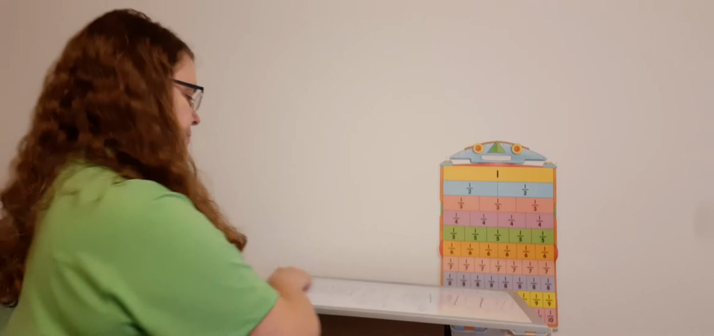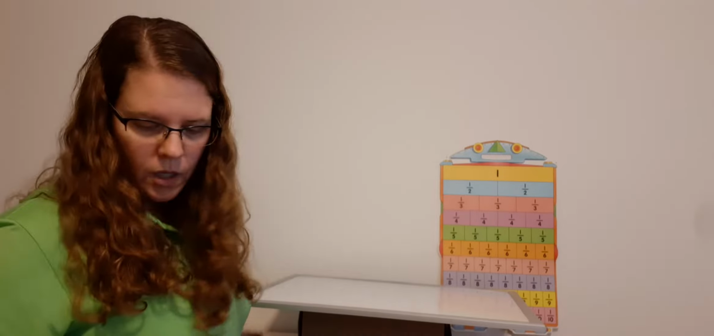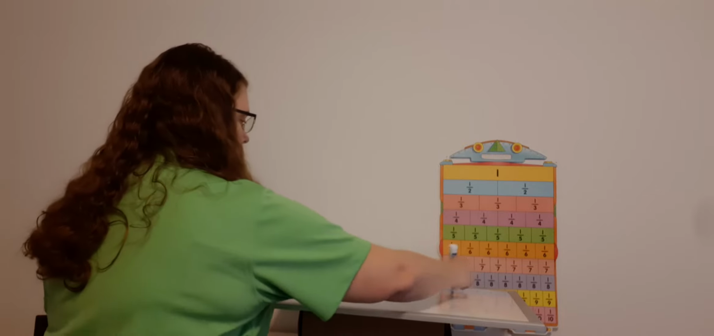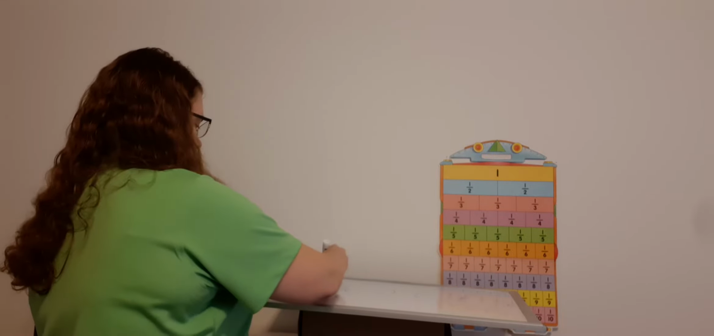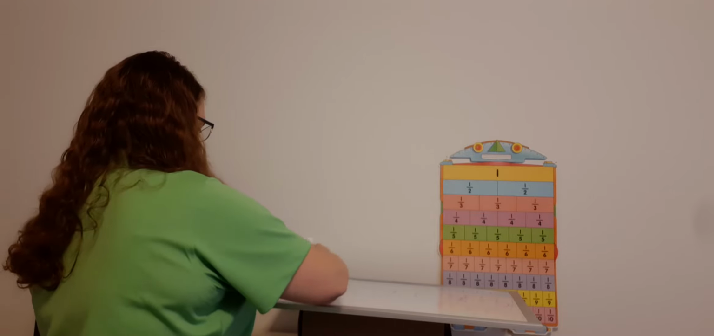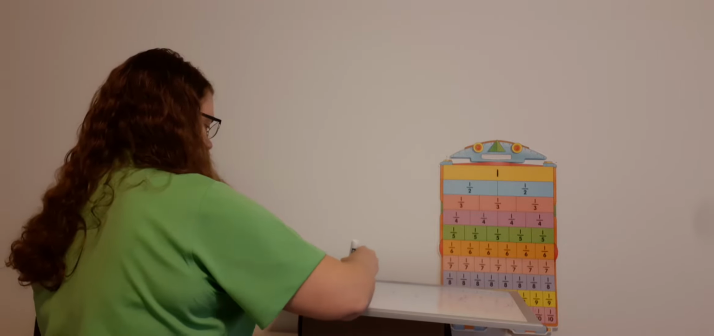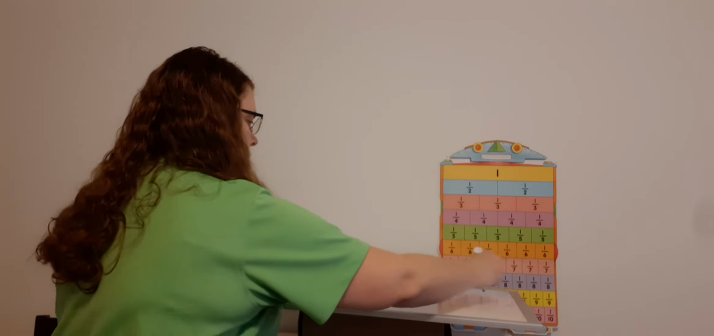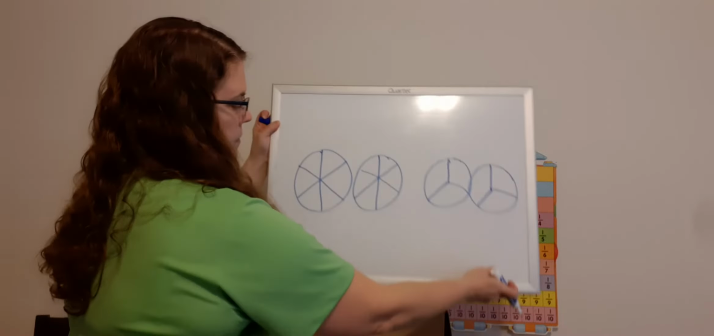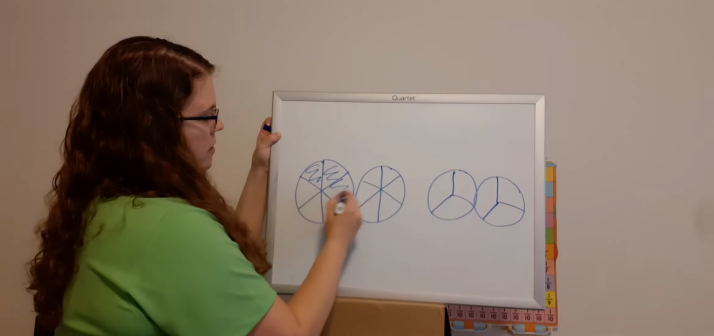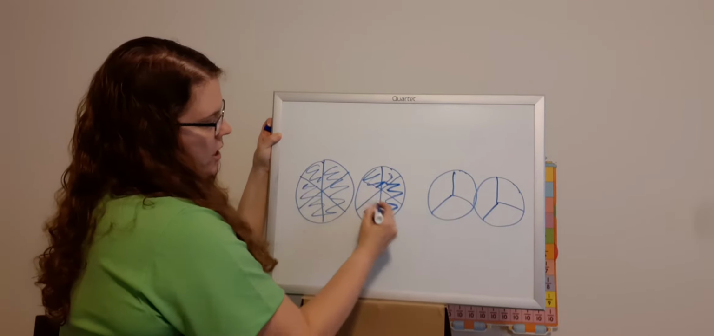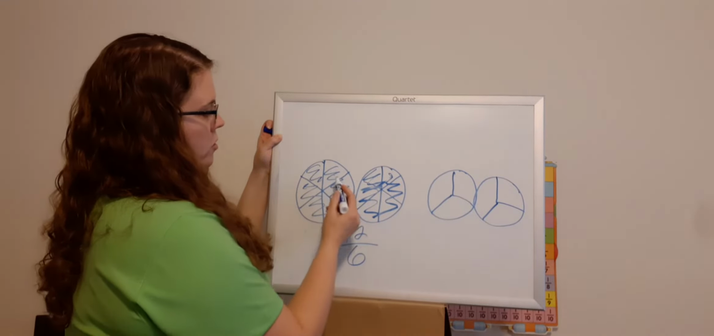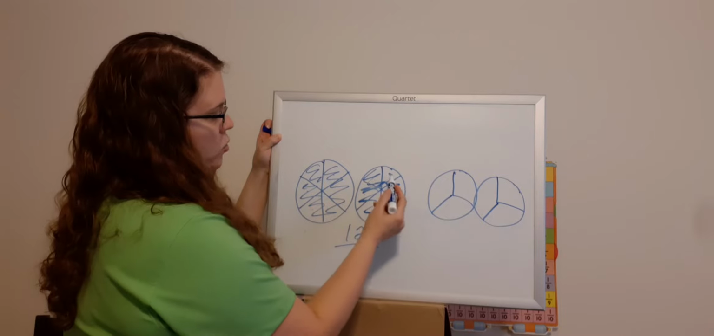Number 3. Okay, number 3, we have 2 circles on one side, then we have 2 circles on this side. Let me make my shapes. All right, so this is what we have, and all of this is shaded in, all of this is shaded in, and they're telling us that that is 12/6. I have 1, 2, 3, 4, 5, 6, 7, 8, 9, 10, 11, 12 shaded.